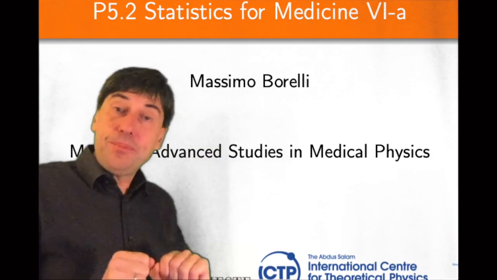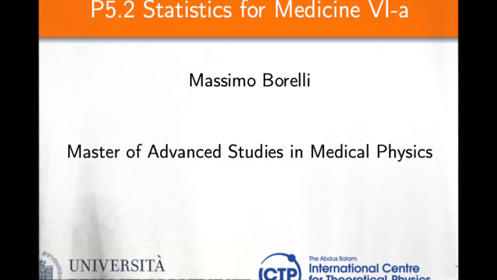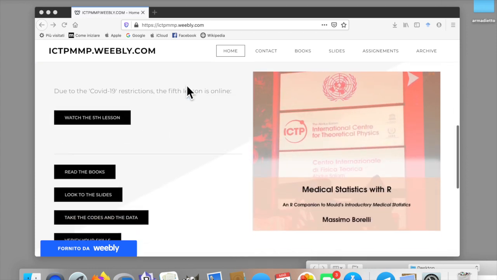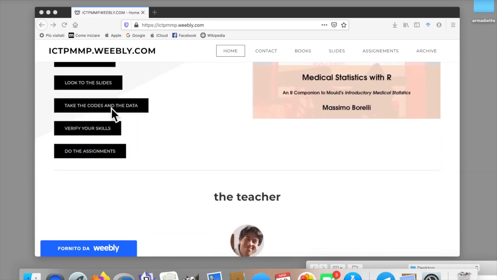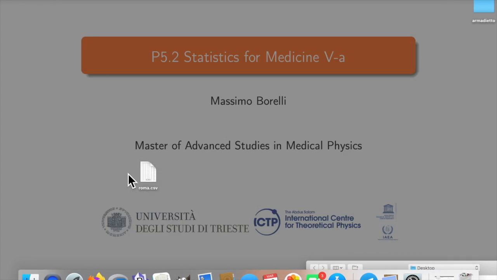Okay, so now I go to the R console. Ready? We go to the ictpmmp.weebly.com website, and we scroll down. We move, for instance, to look at the slides. So take the codes and data, and we join the sixth lesson. And here you can find the Roma dataset. You can simply download it and put it on the desktop. I already did it. Here I have the CSV dataset. So we are ready to start.